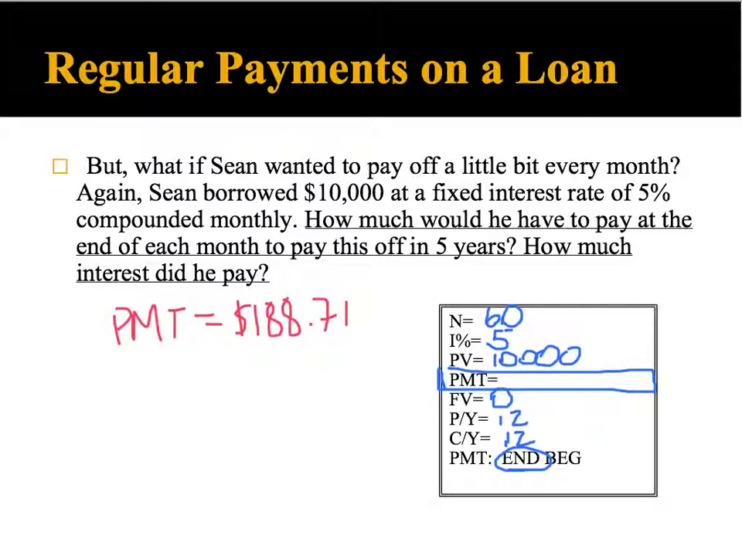We have a second question again that's the exact same question. How much interest did he pay? Well, this is a little bit harder to figure out, but it's actually not too bad. If he paid $188.71 every time, and he made 60 of these payments, we can ask how much did he pay in total. So we'll say the payment total.